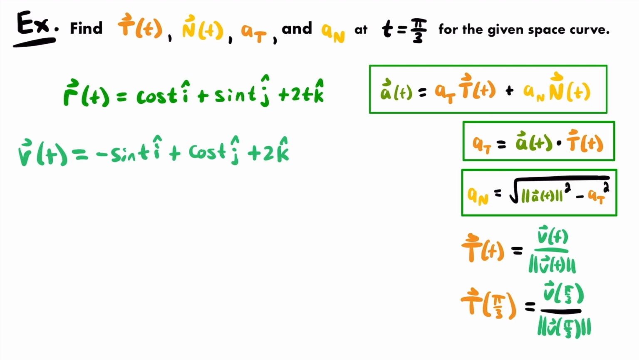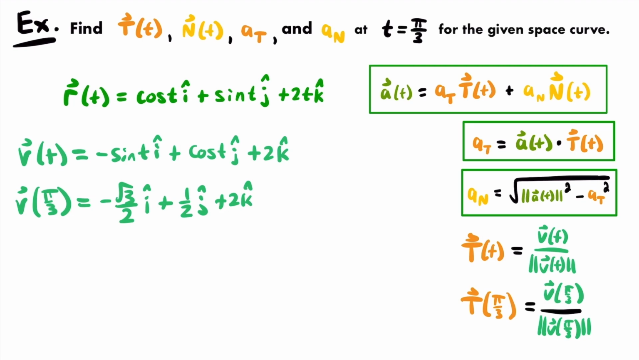All right, so let's plug pi divided by 3 into our velocity vector. We'll have v of pi divided by 3 is equal to negative sine of pi divided by 3. Sine of pi divided by 3 is the square root of 3 divided by 2, but don't forget about that negative. So we have negative square root of 3 divided by 2, and that's multiplied by i. And then we have plus cosine of pi divided by 3, which is 1/2. So we have plus 1/2 j, and then plus 2k. There's no t's there, so we don't have to plug anything in.